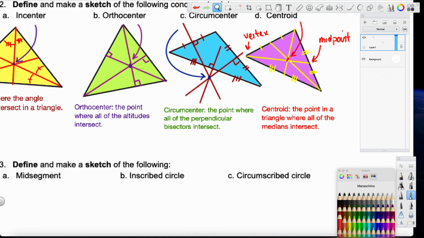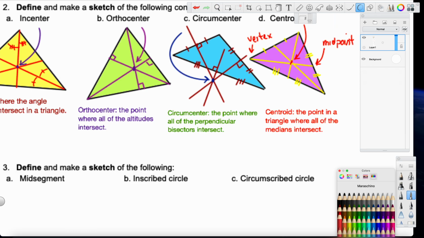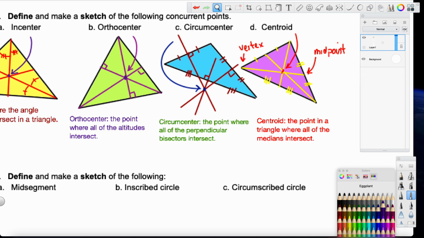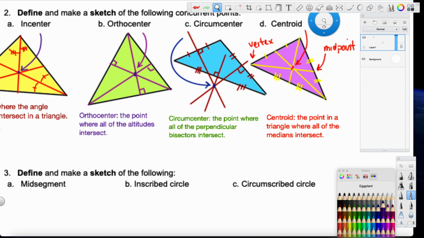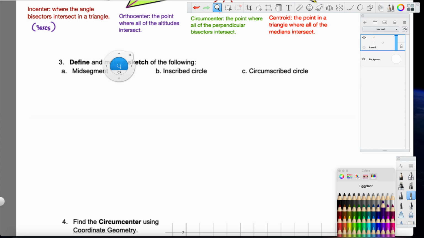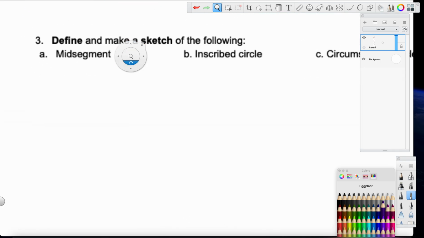And we'll do more here about how we find these a little bit later on. We use circumcenter and centroid. We construct perpendicular bisectors or use coordinate geometry to find the midpoint. And we'll see that. Okay, so define and sketch midsegment.